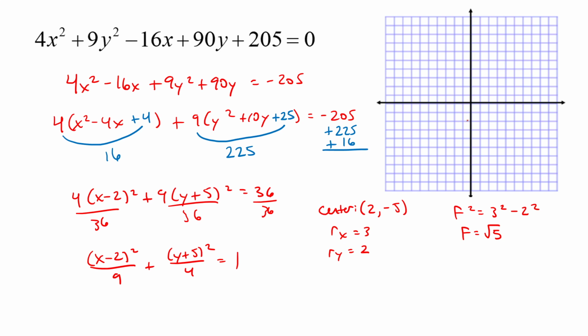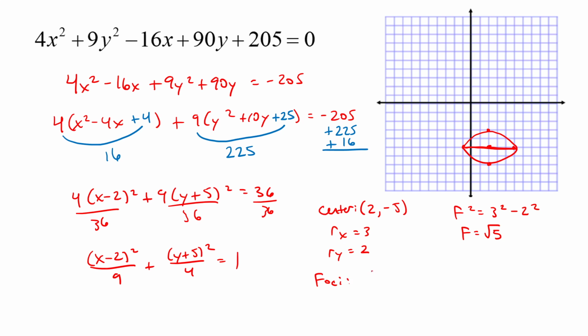So at this point, you may want to draw a picture to just help you visualize. So (2, -5) is down here. 1, 2, 3, 4, 5. Go 3 in this direction, 3 in this direction, 2 in this direction, 2 in this direction. So the longer axis is the x direction, which means our foci are going to move along this axis.